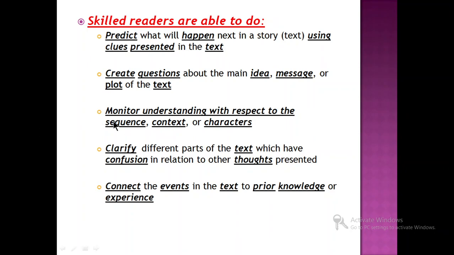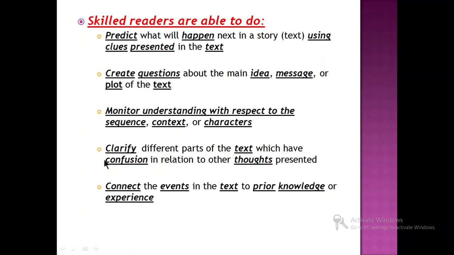Third thing, he can monitor understanding with respect to the sequence, context and character. Monitor understanding means quite easily he can understand the sequence which is used by the writer. The context means with what regard something is written, and the usage or placing of the character as well. So skilled readers are able to monitor all these quite easily. This too is done by the skilled reader.